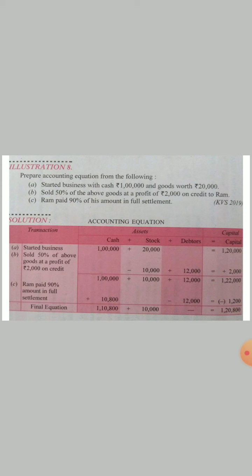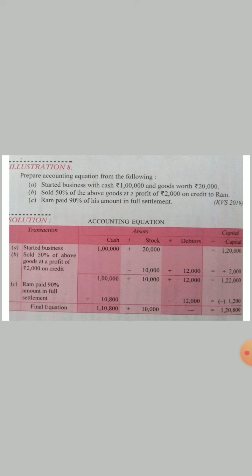Now the sale should be of 12,000. The goods are 10,000, profit 2,000, so the sale should be of 12,000, and we are selling it on credit, so it will be shown under debtors 12,000. So cash will be 1 lakh, stock 10,000, debtors 12,000, and capital will now become 1 lakh 22,000.